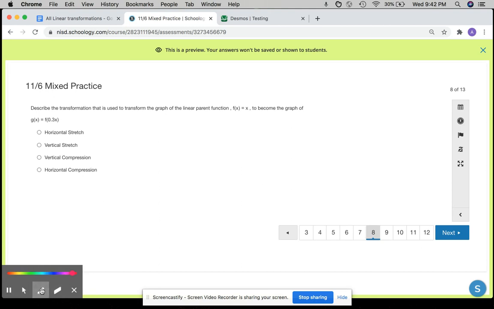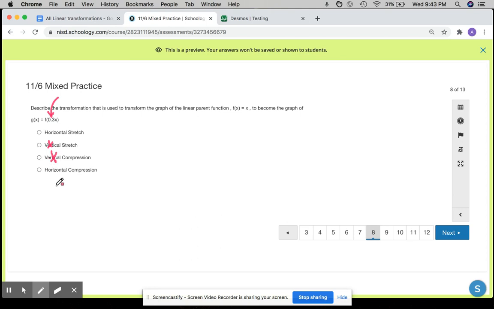Next question. Describe the transformation that is used to form the graph of the linear parent function f of x to become the graph of g of x equals f of 0.3x. So this is where you want to recognize your notation. If it's on the inside, it's a horizontal stretch or compression. So you can automatically eliminate vertical stretch compression because that's on the outside.